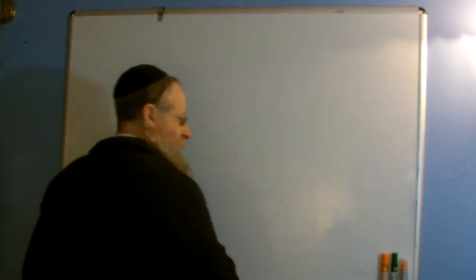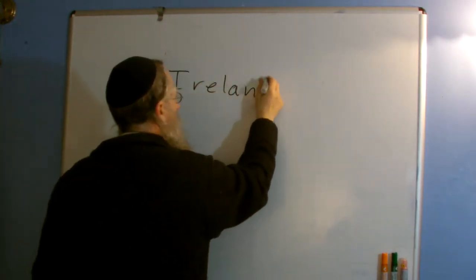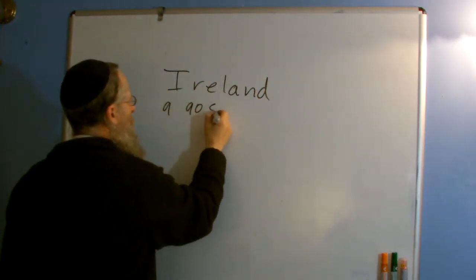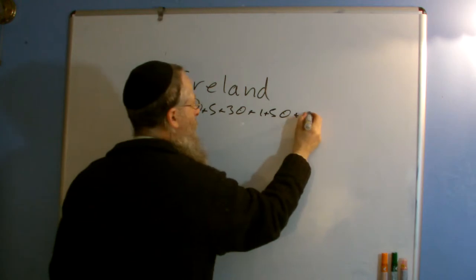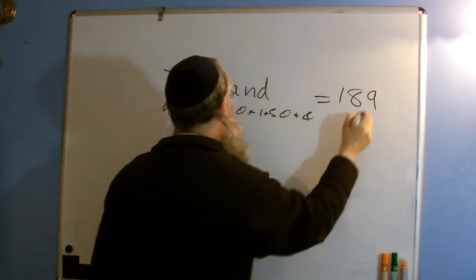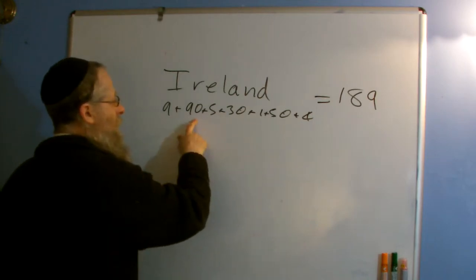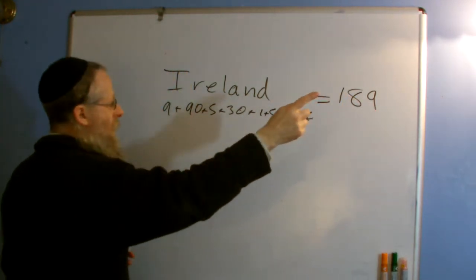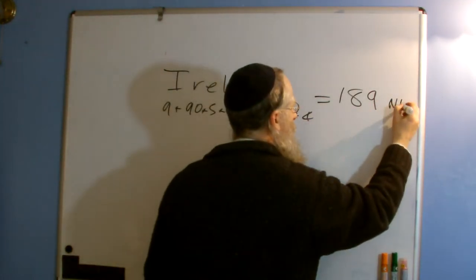So I take the word Island, and we're looking at the normal value. I is 9, R is 9, S is 9, L is 3, A is 1, N is 5, D is 4... and that will give me a value of 189. Okay, 189. Just add up the tens: 50 and 30 is 80, plus 90 is 170. 179 plus another 9 is 188, plus 1, 189. Okay, so that is the normal value.